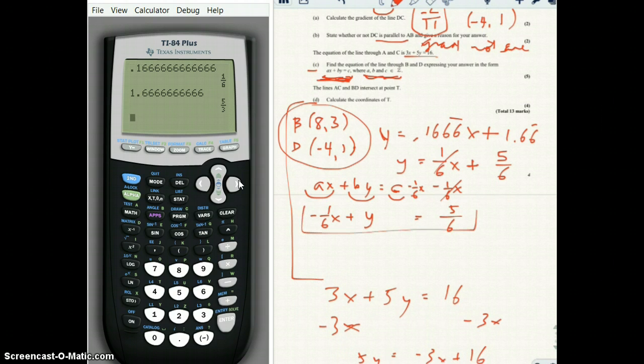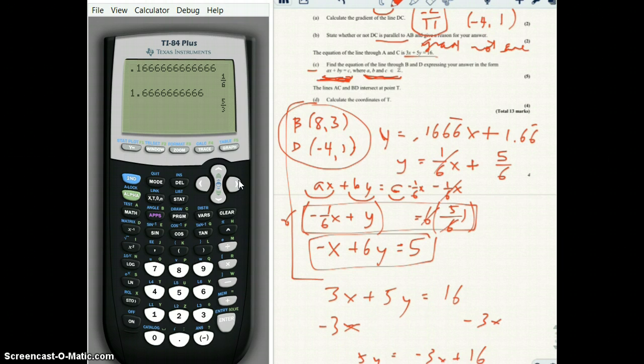So we're almost done. Why are we not done? Because it says that A, B, and C are elements of the integer set. So these are not integers, right? Integers are whole numbers. To make these into whole numbers, it's pretty easy to see that if we multiply everything by 6, that'll do it. So 6 times -1/6x gives us -x, 6 times y is 6y, and 6 times 5/6 is just 5. Now we're done. It's in the right form. That was the answer to C.